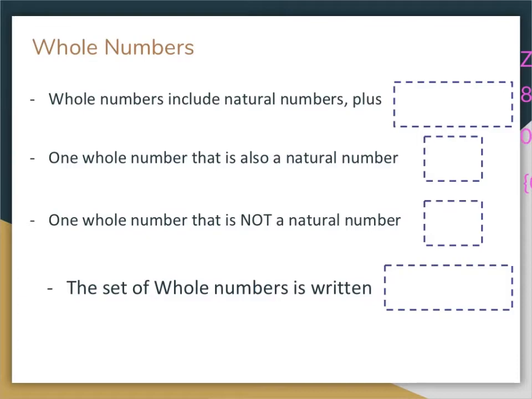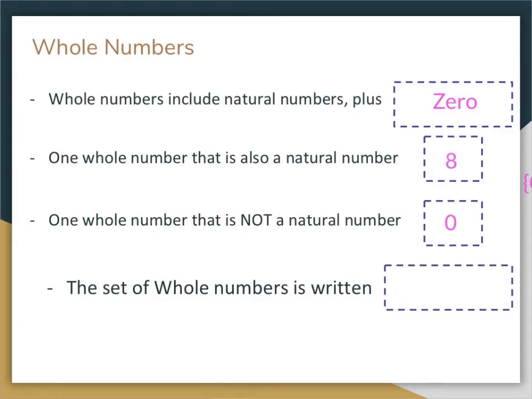So here we're talking about whole numbers. Whole numbers include natural numbers plus 0. So one whole number that is a natural number, I chose 8. You could pick a lot of numbers. It could be 7. It could be 4,796. A lot of numbers are natural numbers that are also whole numbers. One whole number that is not a natural number, however, is 0. And 0 is the only whole number that is not a natural number.